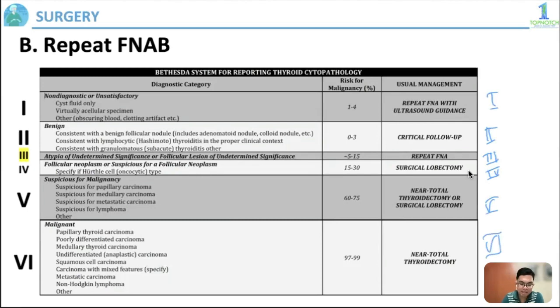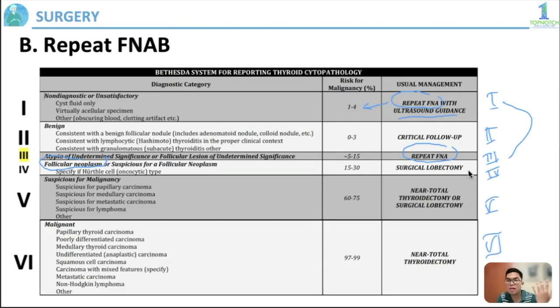Okay, so I'd like to emphasize here for number 1 and number 3, you repeat the FNA. So non-diagnostic kasi sa una, so you're unsure, no? There's still a small risk for malignancy. So you want to repeat it under ultrasound guidance. And again, if atypia of undetermined significance, you also repeat the FNA. So for anything na follicular, pag follicular kasi, you're unsure if it's follicular nodule only or outright follicular thyroid cancer.